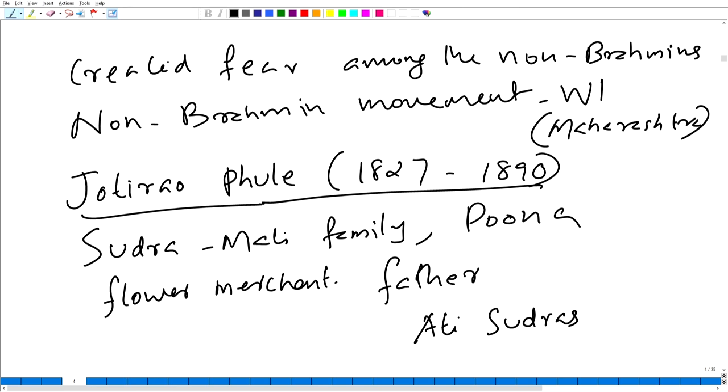Jyoti Rao Phule was born in 1827 in Pune, in a Shudra Mali family. His father was a flower merchant. Since he belonged to a lower caste Adi Shudra family, he was well aware of the problems faced by the Shudras in Maharashtra. What was the immediate provocation for Jyoti Rao Phule to start the fight against the Brahmanical dominance in Maratha society?